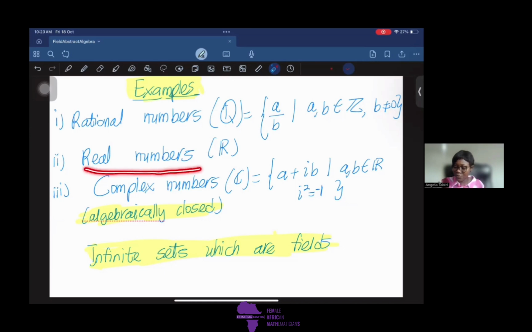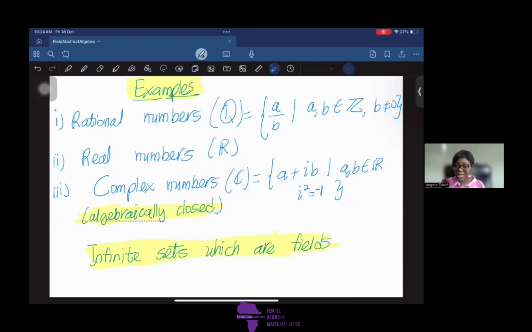Now, if you consider the set of real numbers, then they also satisfy the axioms for a field. Let's look at a bigger set, which is the complex numbers. So you look at all numbers of the form a plus ib, where a and b are real numbers, and i is just an imaginary number with i squared equal to -1. Then this is also a field.